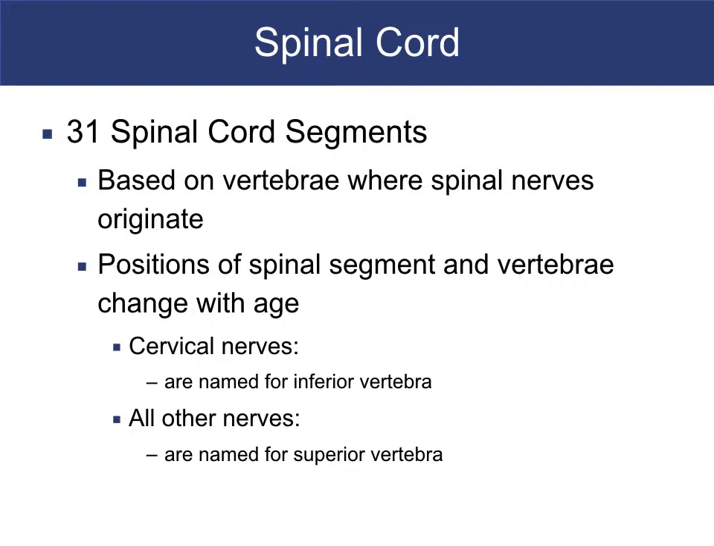The spinal cord has 31 spinal cord segments. They're based on the vertebrae where the spinal nerves originate, and they change a little bit with age as babies get bigger.